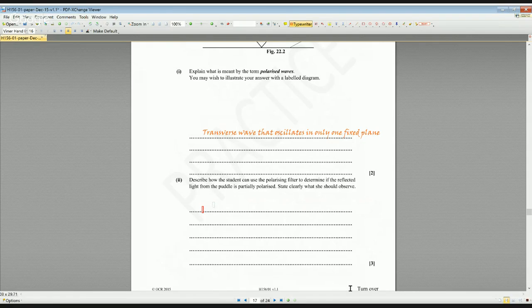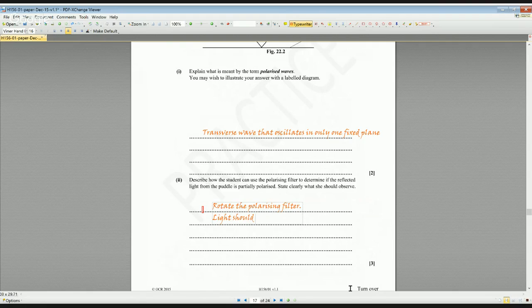And as you'll see, as you rotate the filter around, when it's aligned with the polarized light, all of the light will be transmitted, or most of the light. And when it's 90 degrees around, if it's perfectly polarized, none will get through. If it's partially polarized, some will get through. So here we're talking about it being partially polarized.